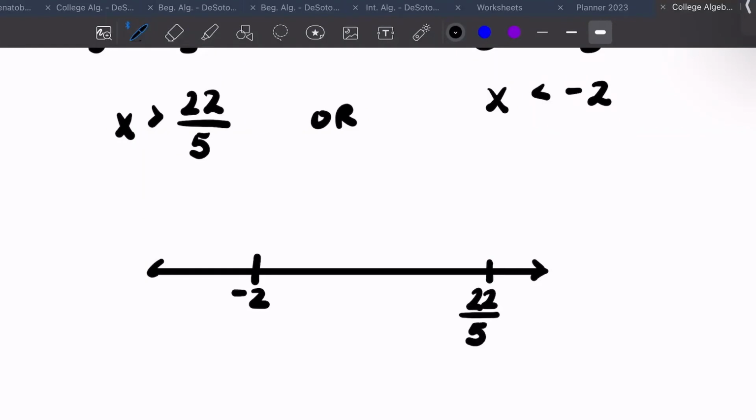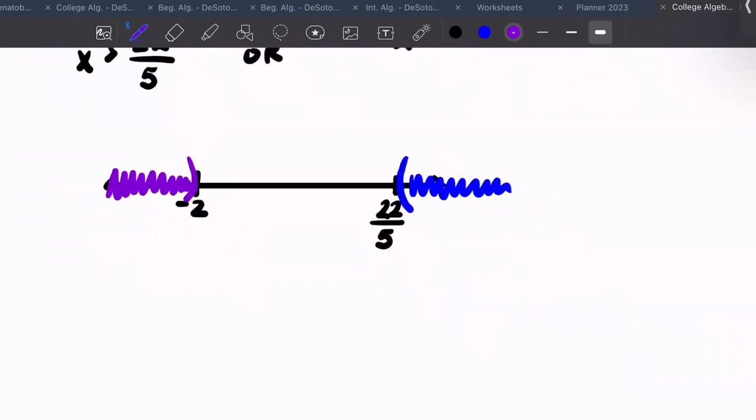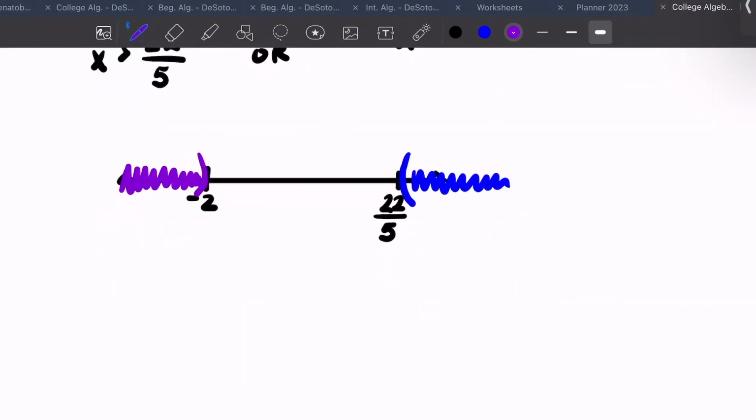So 22 over 5, x is greater than that number. So that means it's going to be all of these numbers, right? At the same time, we have x is less than negative 2. So we're saying all of these numbers. Do you see that these have nothing in common? Nothing at all.